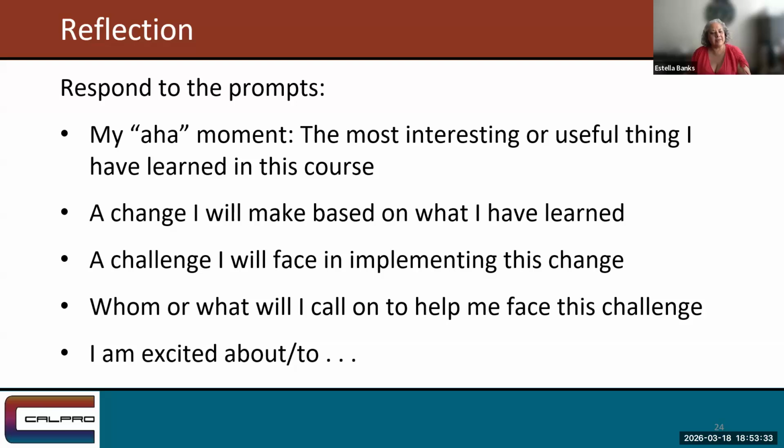Let's see. For a counselor, any ideas on what a counselor can do? The most interesting or useful things are different strategies, which I will try out. Yes. Thank you, Olukemi.